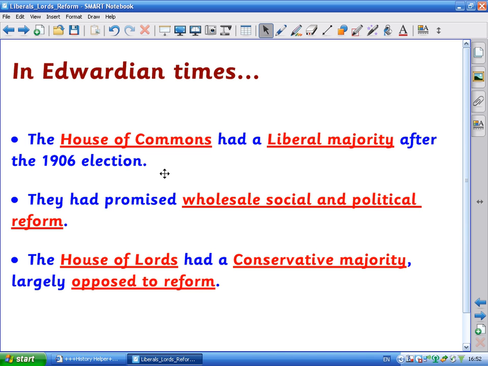Now, if the Lords reject something the Commons say, that can cause problems, and it can stop the Commons getting the chance to make a law. Now, this is what happens.